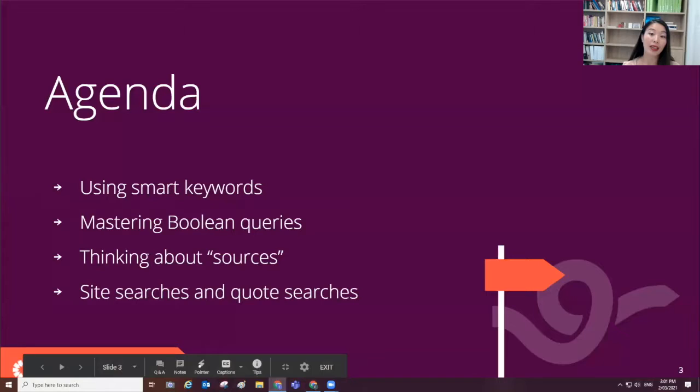So, 4 things on our agenda today. Firstly, we are going to talk about keywords and how to use keywords more strategically. Then we are going to talk about Boolean queries, what they are and how to master them. We're also going to talk about sources and what that means online. Then finally, we'll touch on site searches and quote searches, which are two of the tricks that we use the most in our research.